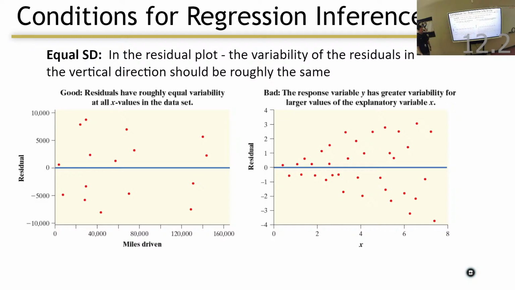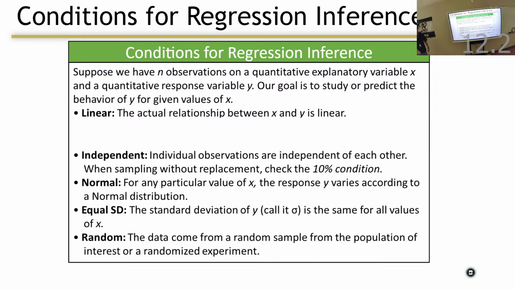And then the last one is randomness. So the randomness and the 10% are still there. It doesn't have a large count. The data needs to look linear. We need the 10% independent. We need the residuals to look normal. We need equidistance of the residuals. And we need randomness.